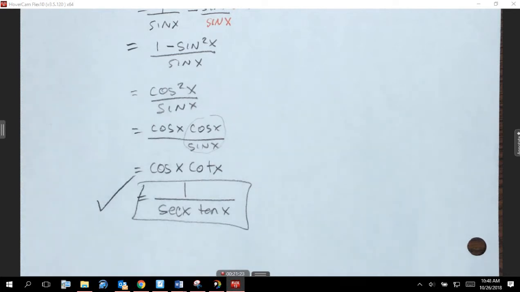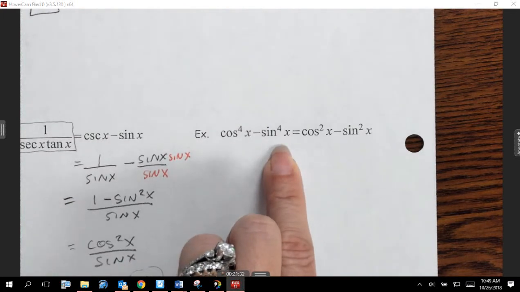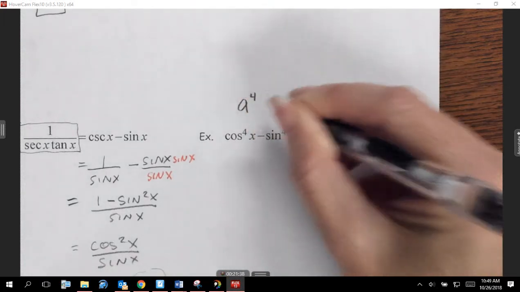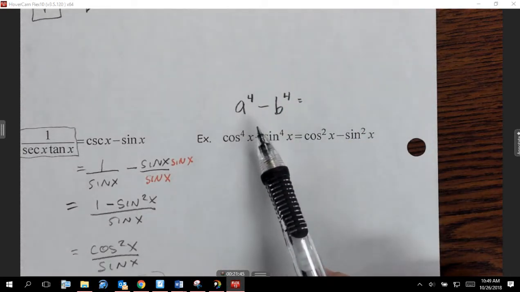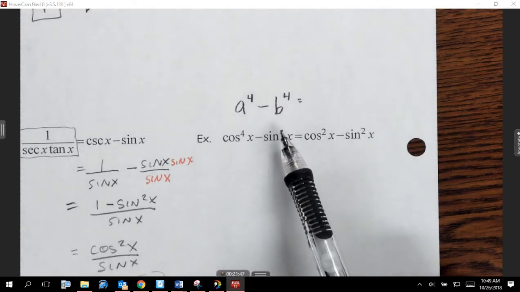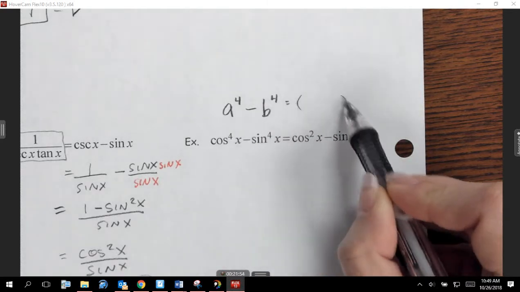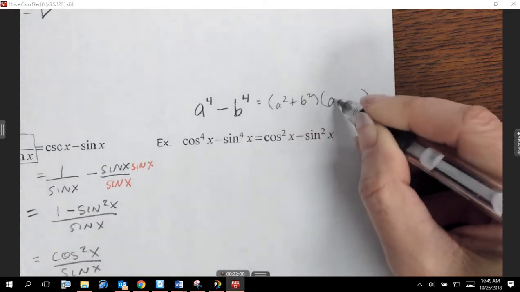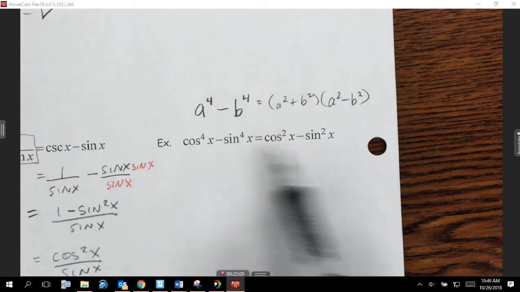Okay, I've got one last one in 6 minutes. One last one. This last one, we haven't done anything with the fourths yet, so I'm going to show you something you might recognize with fourths. You ever seen something like a to the fourth minus b to the fourth? This is a difference of squares from algebra 2, where you could factor that into two conjugates: a squared plus b squared and a squared minus b squared. How can I apply that to this?